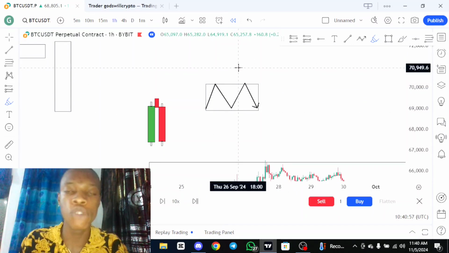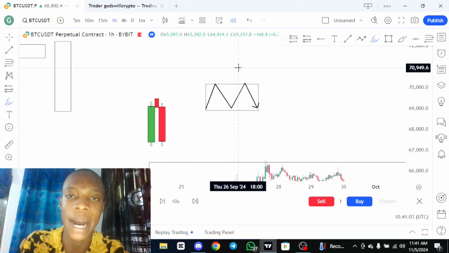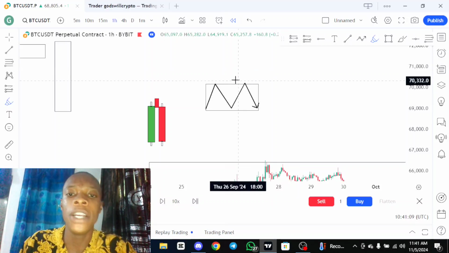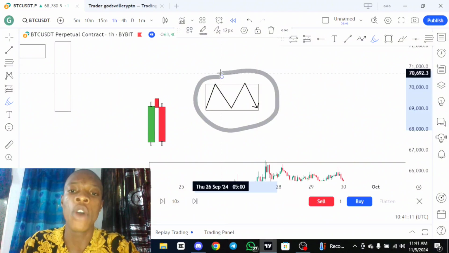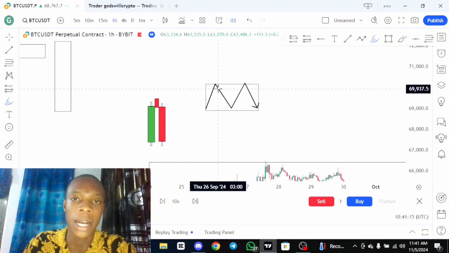Now, this is a phase where those institutional traders, bigger banks, are anticipating buying or selling into this currency or into this market, right? This is just a phase where they are watching out to say, okay, we want to buy into this market or we want to sell into this market, right?